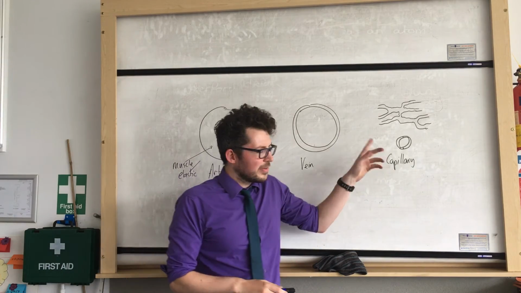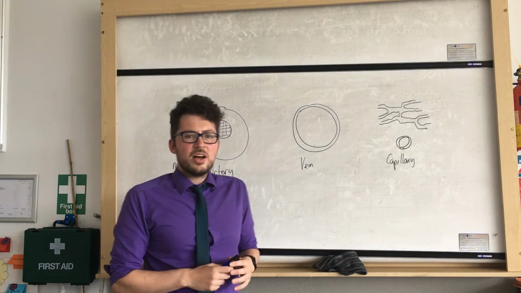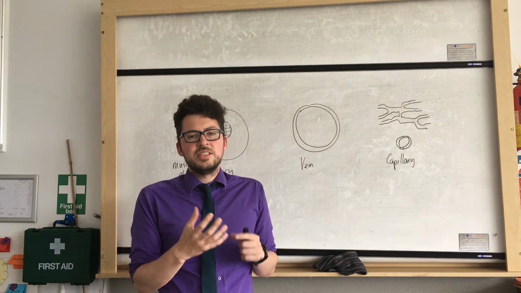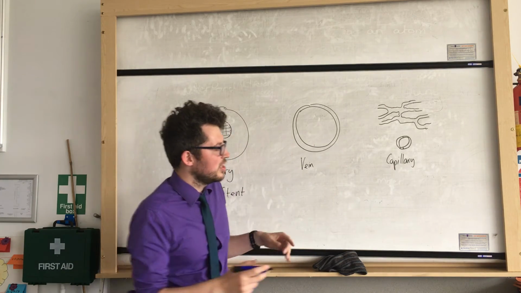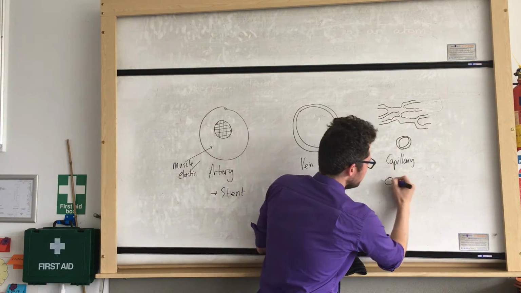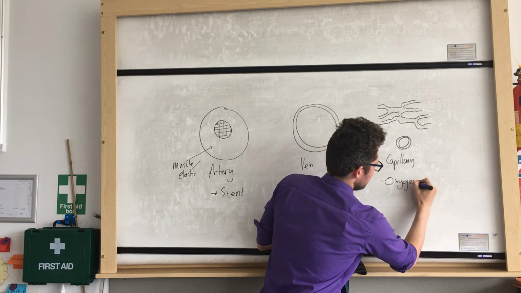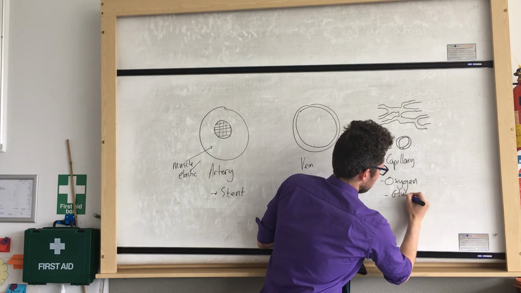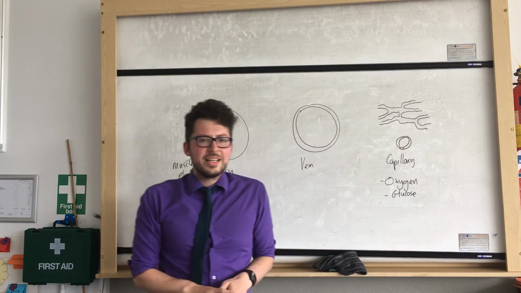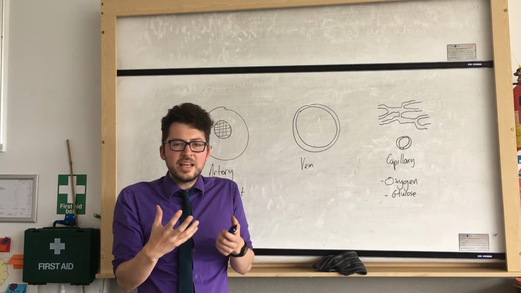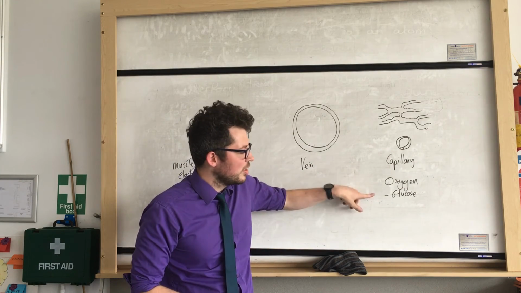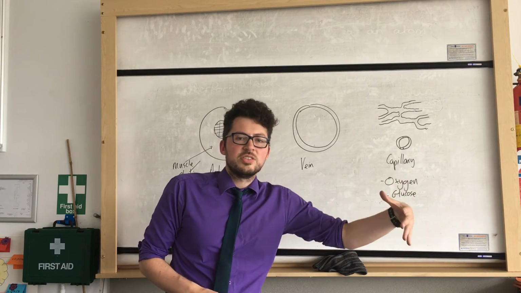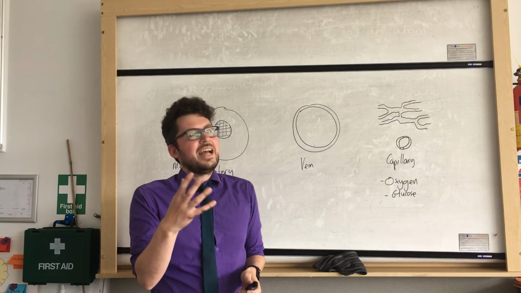Finally, we have capillaries. Now capillaries are surrounding all of our body cells and tissues, and they allow us to deliver important materials like oxygen and glucose. So capillaries branch around all of our cells, all of our muscles, and they allow us to provide oxygen and glucose from the blood into our cells to allow us to respire, etc.